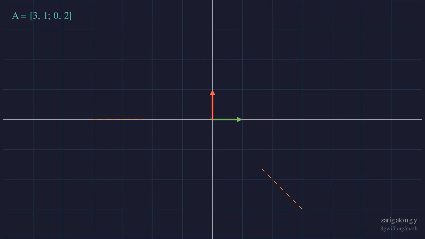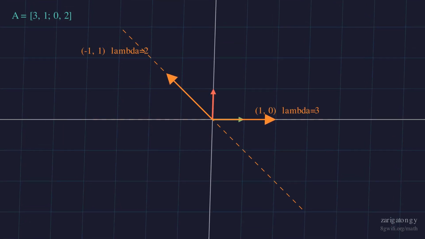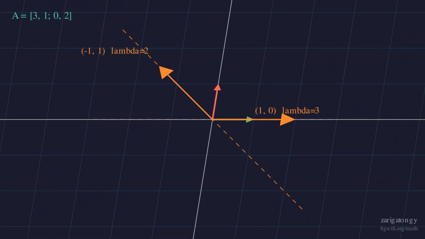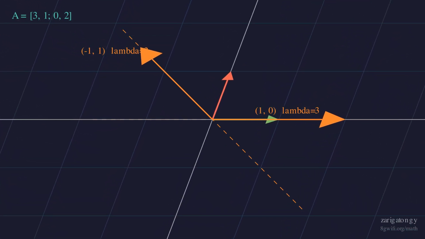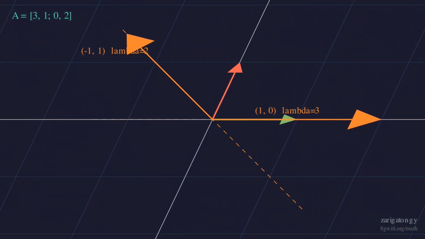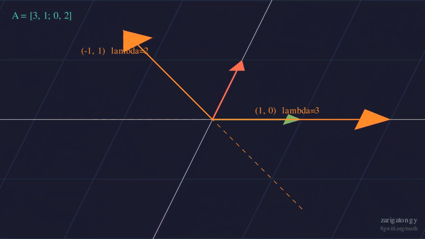For the matrix 3, 1, 0, 2, the eigenvector 1, 0 has eigenvalue 3. It gets tripled. The eigenvector negative 1, 1 has eigenvalue 2. It gets doubled. Watch. As we apply the transformation, these 2 arrows stay on their dashed lines while everything else moves.